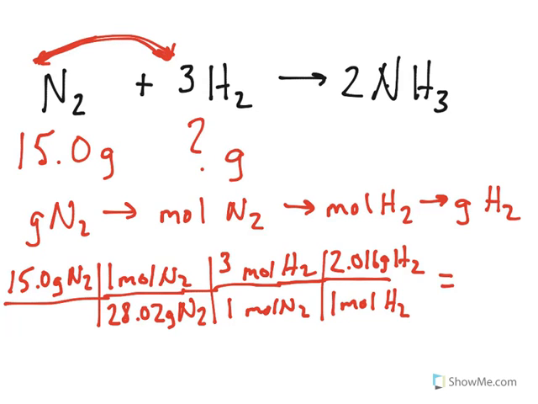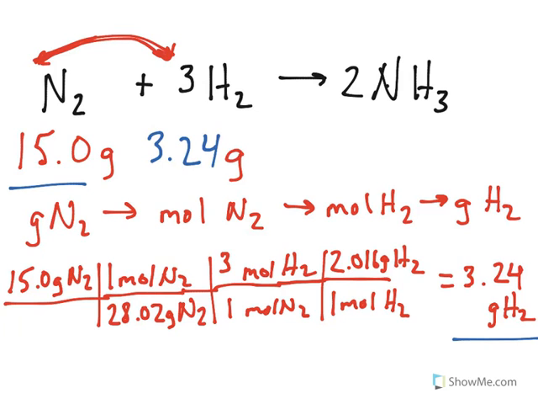And when we plug this in, multiply across the top, divide across the bottom, we find that we would need 3.24 grams of hydrogen. So what this means is 15 grams of nitrogen would need to react with 3.24 grams of hydrogen in order for both reactants to be used up. In other words, 15 grams of nitrogen needs to react with 3.24 grams of hydrogen. So let's go ahead and put that in here, this top part. 3.24 grams.